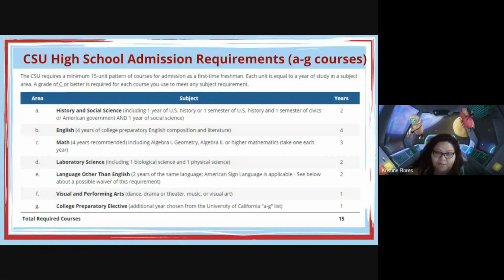2 years for the laboratory science, which is your biological and physical science, or those who have taken NGSS 1 and 2, right? Yeah, so that would satisfy the 2 years. Language other than English, make sure you get those 2 years and make sure it's the same language. And then visual and performing arts, 1 year, and then another additional year of a University of California A to G course right there. Okay. So as long as you make sure that you've taken your 15 courses and you receive a C or better, then you will be A to G.